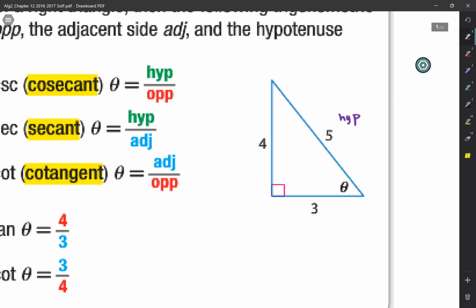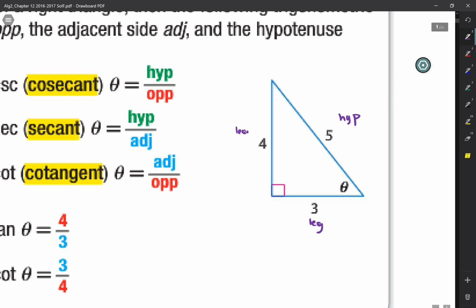One of the legs, so this is one leg, and this is another leg. One of the legs is touching theta, and that we call the adjacent leg. So of these two, which one would that be? The 3. So that's the adjacent. And so this is called what? Opposite.